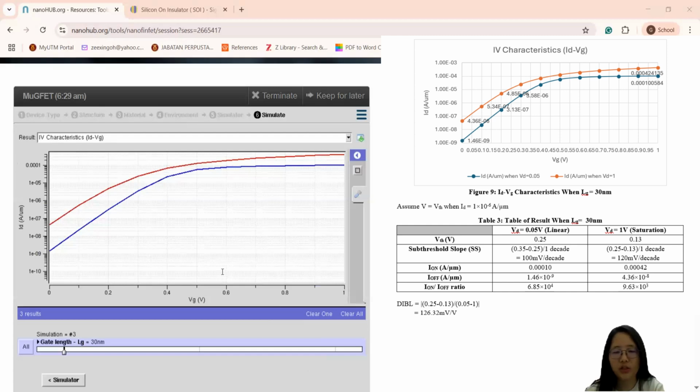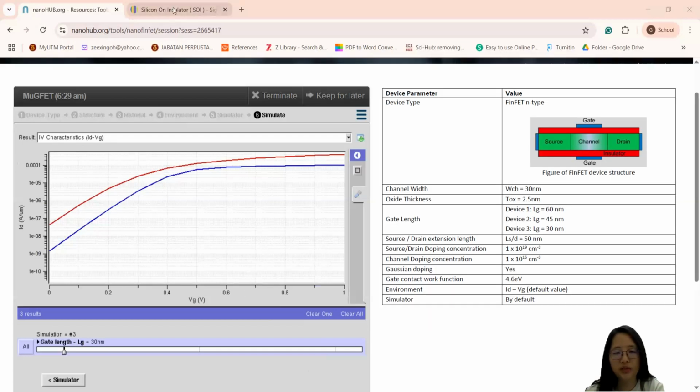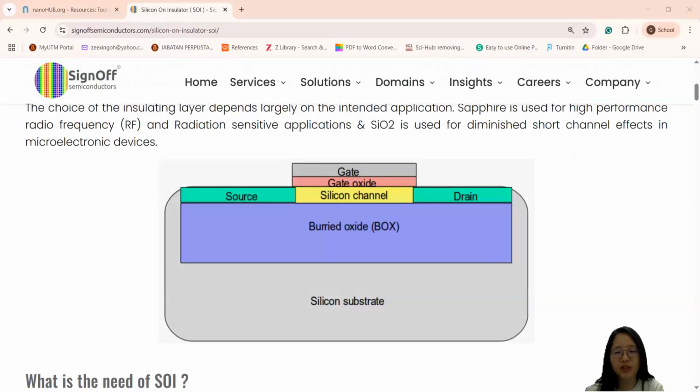To address the short channel challenge, we will use the SOI technology. The SOI technology is shown here. So this one is the SOI technology. The SOI technology incorporates a thin layer of silicon separated from the substrate by a buried oxide box layer. This effectively isolates the channel from the bulk substrate, minimizing the drain to channel coupling and suppressing the DIBL. Moreover, the SOI also reduces the junction capacitance and leakage current, and improves the gate's electrostatic control over the channel.